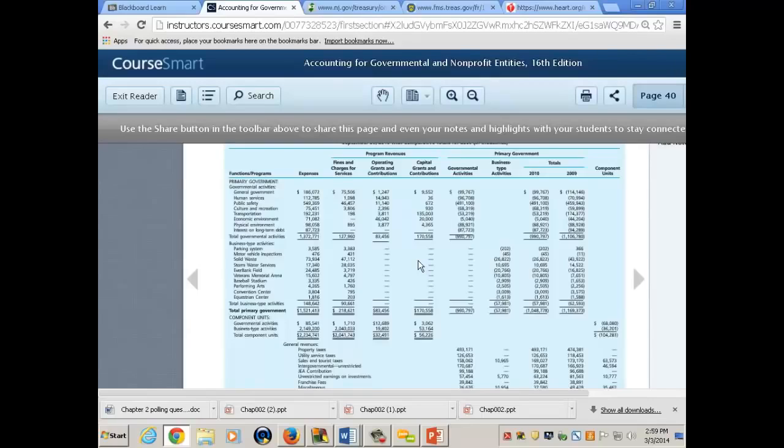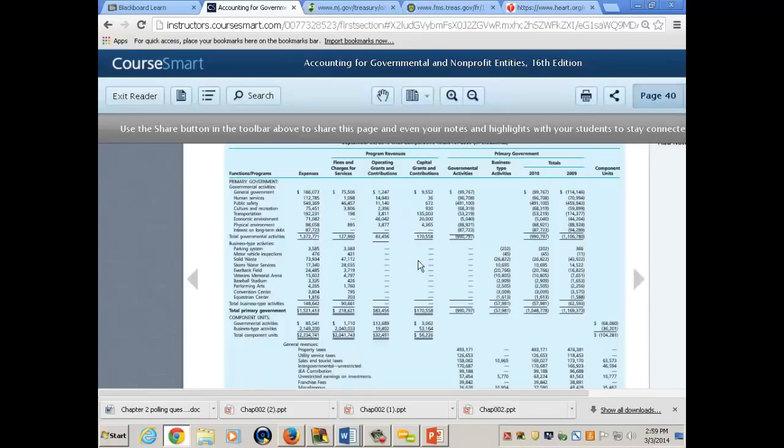Let's take a look at Jacksonville's business type activities. Parking system. Boy, they lost money there too, because that's a negative number. See all the negatives? Look at how this shows up. See the parking, these are all their business activities. Parking system, inspection, solid waste, baseball stadium, performing arts. These are the expenses and these are the revenues, and this is the net. So this is how you read the first part of the statement.